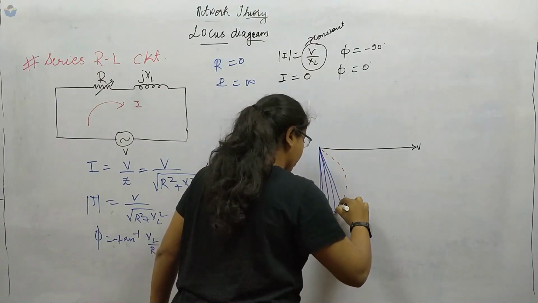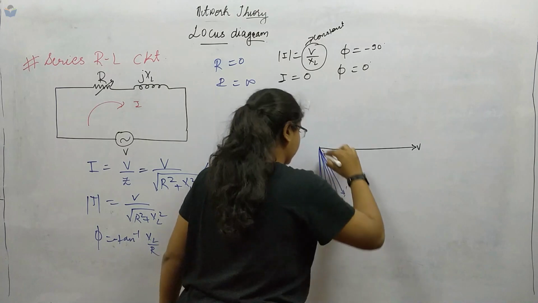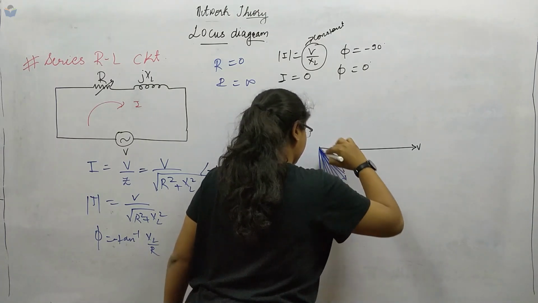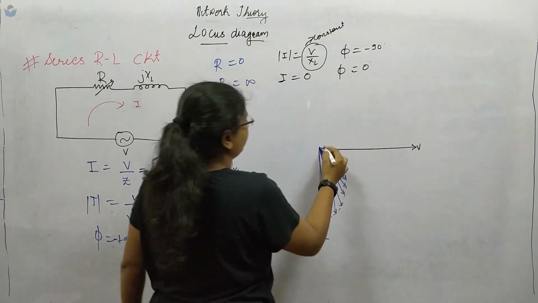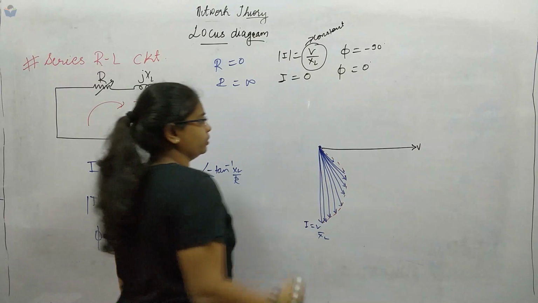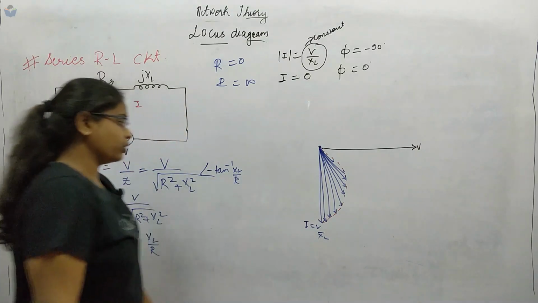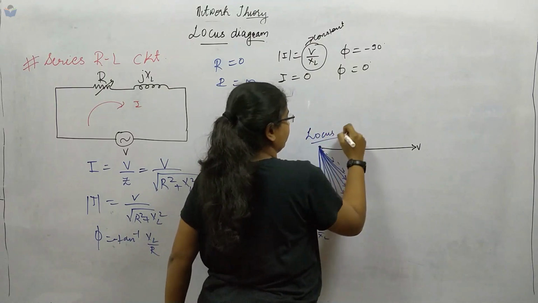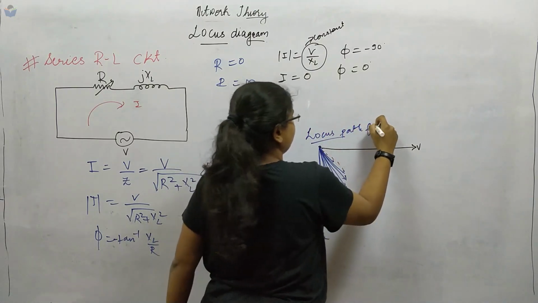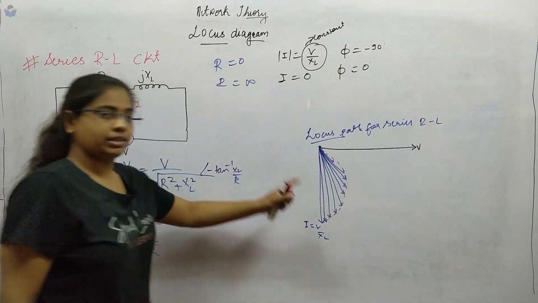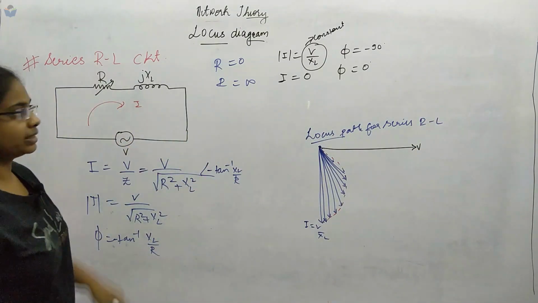Similarly, you keep on doing it. Increase the value of R. Once you increase, somewhere here you will get I equal to 0 and phi equal to 0 degrees. So this is the locus path for the series RL circuit.